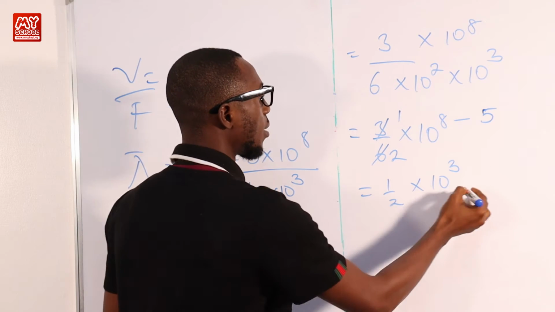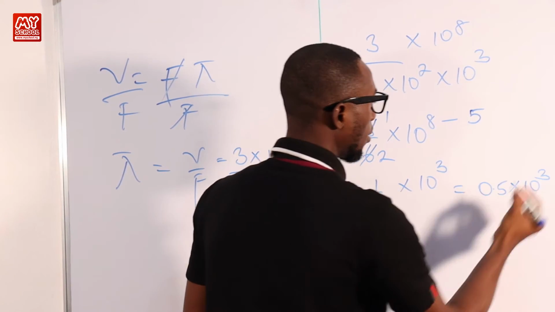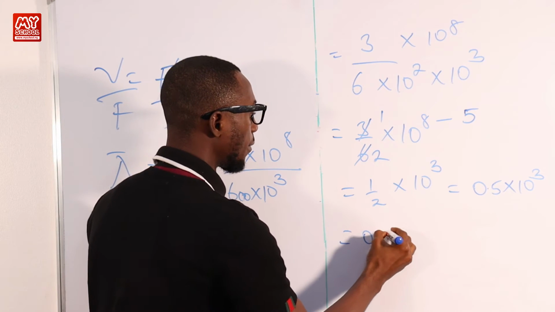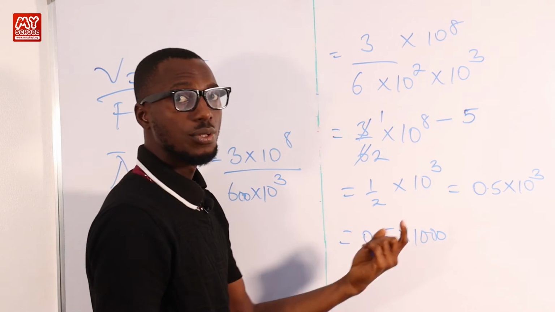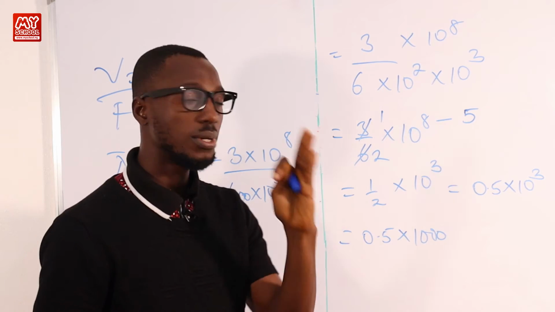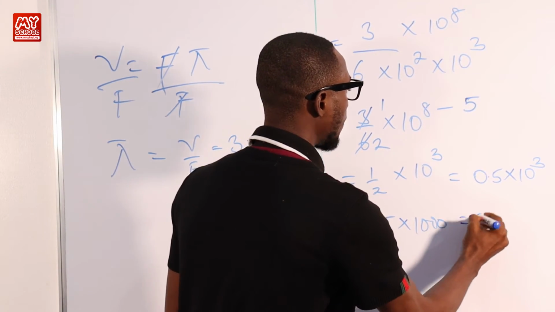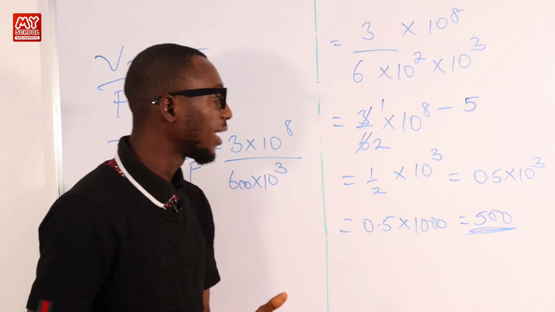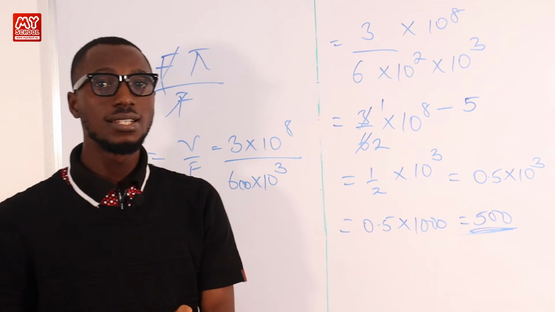1 over 2 is 0.5, so that is 0.5 times 10 raised to power 3. That means 0.5 times 1000, since 10 raised to power 3 is 10 times 10, that is 100, times 10, that is 1000. So 0.5 times 1000 is 500. So the correct answer is 500 for the wavelength, and that is measured in meters.